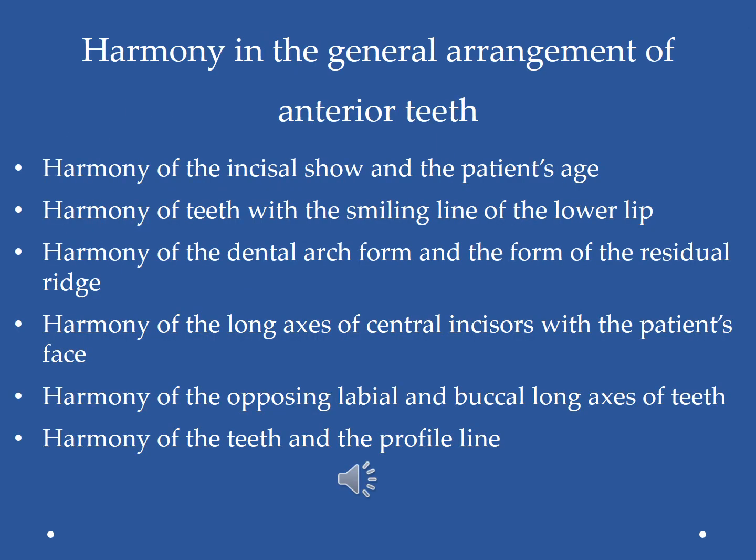After setting the upper 6 anterior teeth, there should be a harmony in the general arrangement of the anterior teeth. We will talk about this in detail in the following slides. So we're going to be talking about harmony of the incisal show and the patient's age, harmony of teeth with the smiling line of the lower lip, harmony of the dental arch form and the form of the residual ridge, harmony of the long axis of central incisors with the patient's face, harmony of the opposing labial and buccal long axis of teeth, and harmony of the teeth and the profile line of the patient's face.